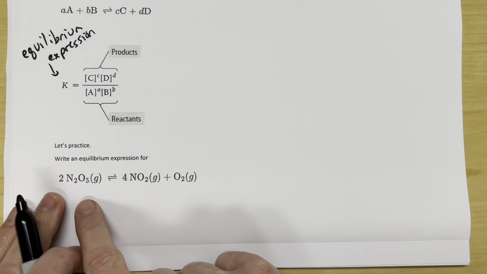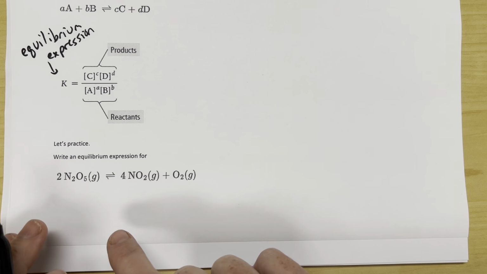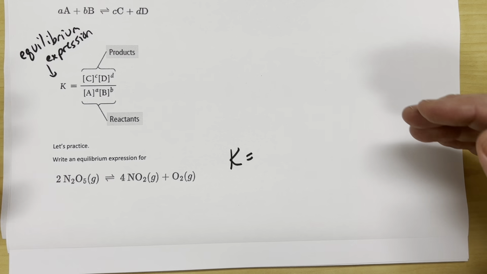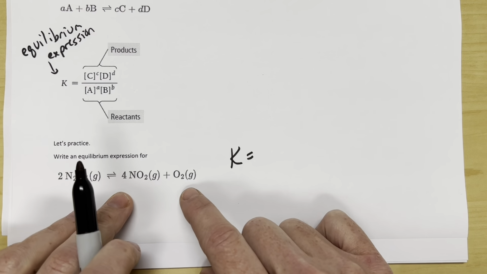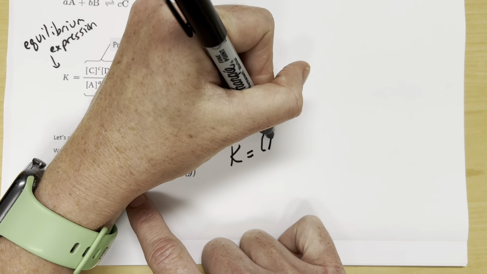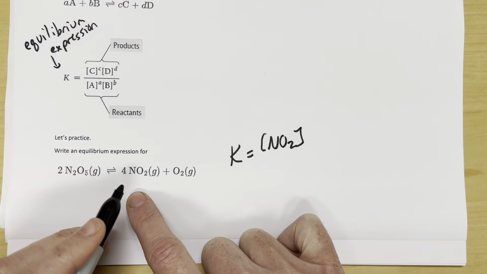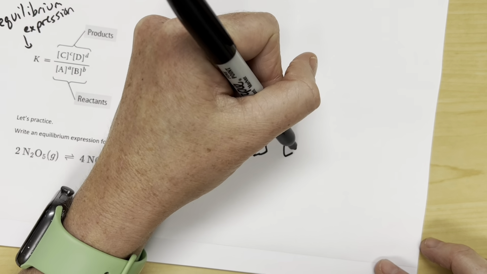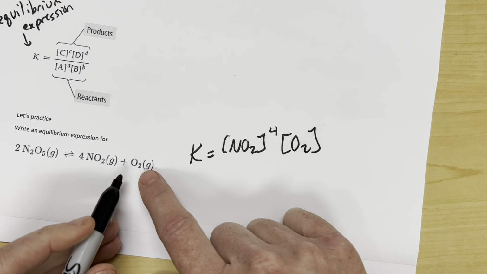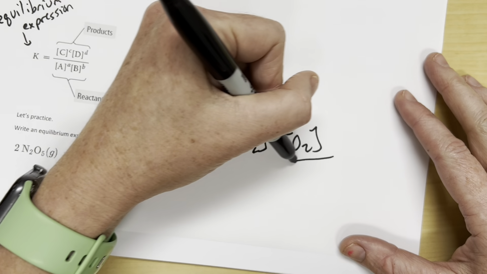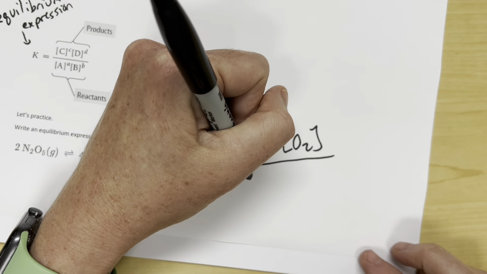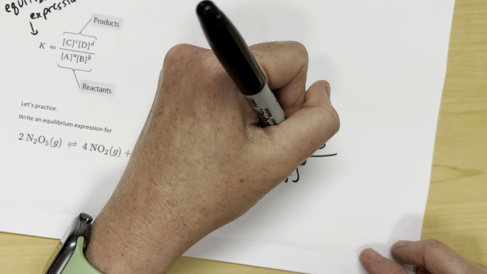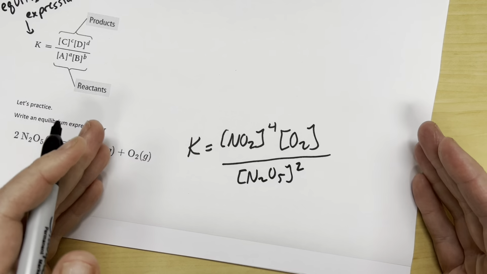All right, so we have this reaction, and we want to write an equilibrium expression. Well, we're going to start with K. And again, we know it's always going to be products over reactants. So let's look at the products. We have NO2. And it has a coefficient of 4. So we'll put that 4 up there. Times O2. And it has a coefficient of 1, so we don't need to write anything. All over our reactants. And that has a coefficient of 2. So this would be what we call the equilibrium expression.